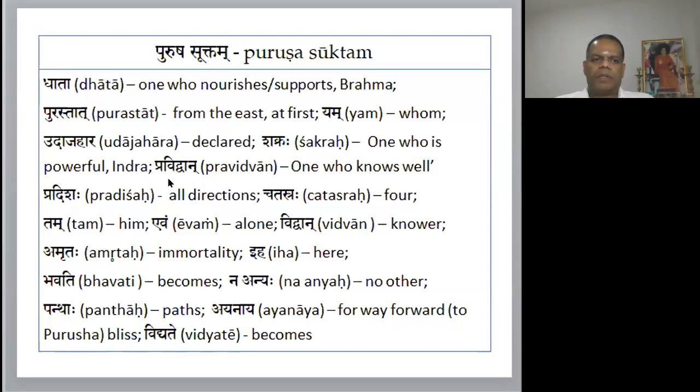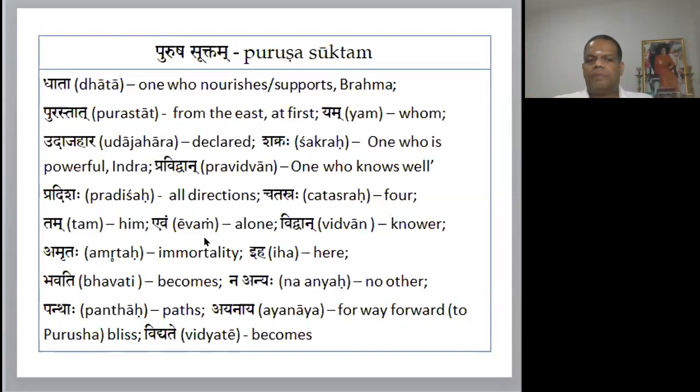Okay. Shakraha Pravidvan Pradishaha. Pradishaha means in all directions. Chatasraha means four, four directions you can say. Pradishaha means all directions. So this Shakraha knows him from all directions in all different ways. Okay. Tam, him. So Brahma declared about him in the first place. Indra knows him. Whoever is powerful knows him from all directions, in all ways, in all manner possible. Him.